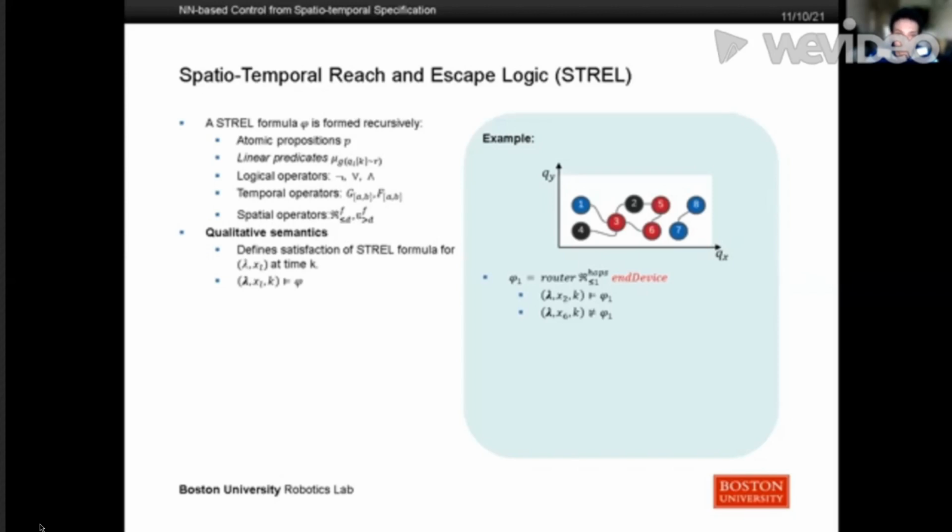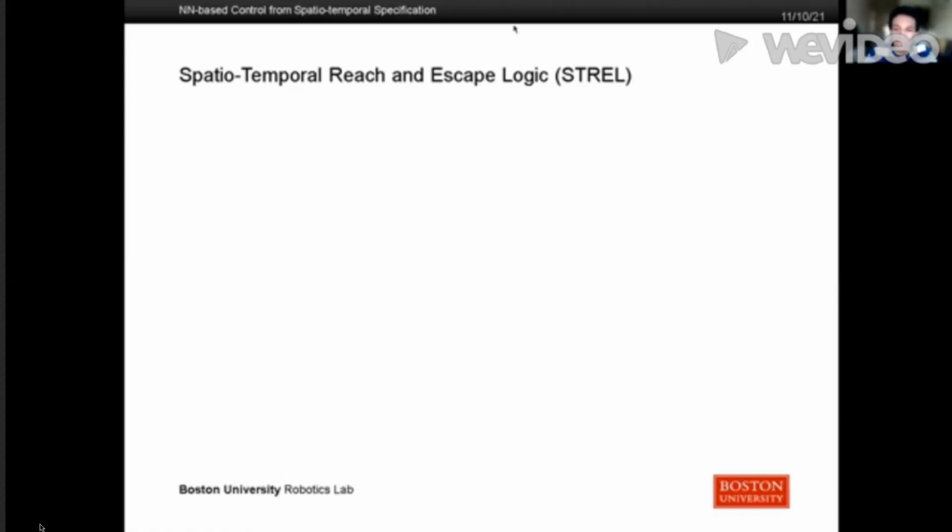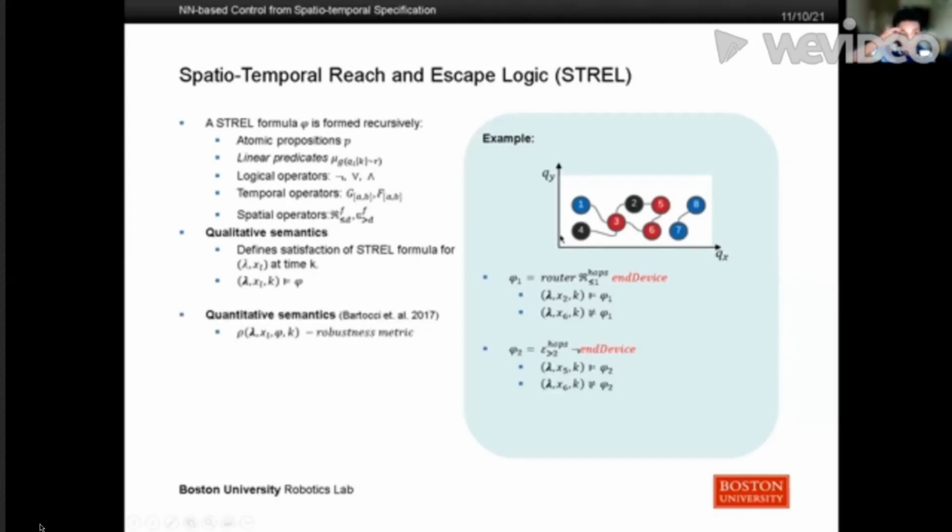On the other hand, agent 6, since it's not a router, does not satisfy the formula phi1. STREL is also equipped with quantitative semantics, represented by the robustness metric. It enables evaluating the degree of satisfaction of a formula. So instead of saying the formula is satisfied or not satisfied, we can say a formula is satisfied by this much. For this robustness, positive values mean satisfaction and negative values mean violation of the formula.